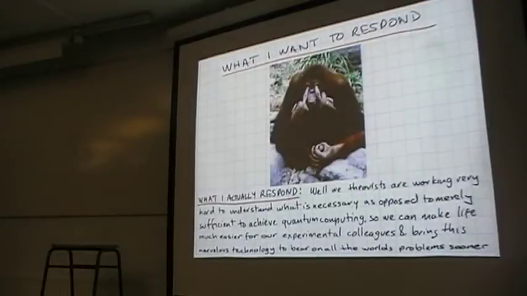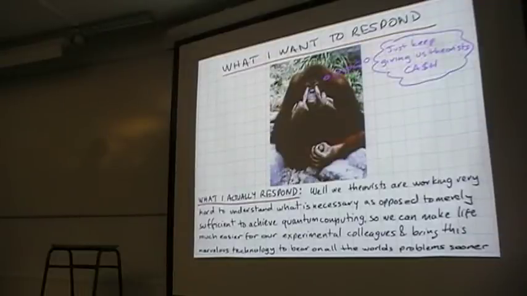So I have to come up with something that says, well, we theorists, we're working very hard to understand what's necessary as opposed to merely sufficient to achieve quantum computing. And this way we'll be able to make life much easier for our experimental colleagues, and we'll be able to bring this marvelous technology to fruition sooner. And to some extent I actually do believe that there's a lot of work to be done by theorists in trying to work out what it is that really does give us the power of quantum computing, because it might be that there are systems that are much easier, that even bad experimentalists, like some of the ones sitting right in front of me, might be able to build tomorrow, right? If we could actually work out what it was that was required. So these are important questions.